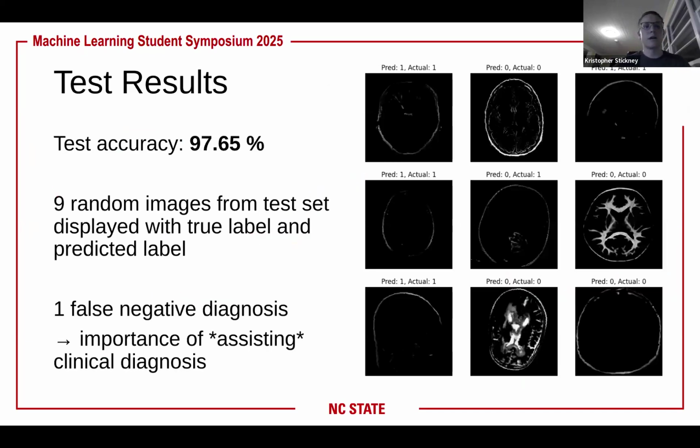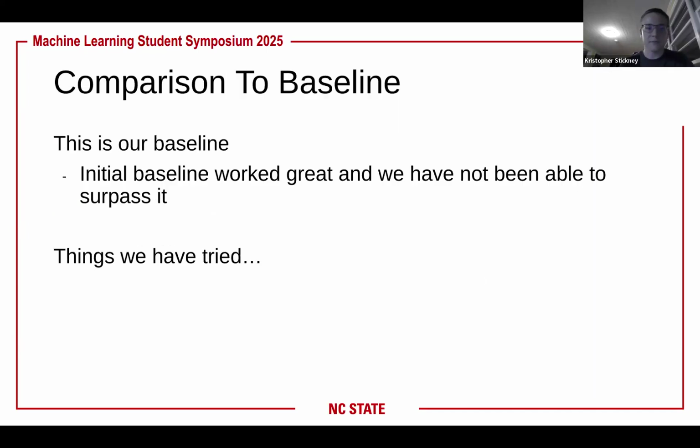For our test results, we were able to get our model to 97.65% accuracy. As you can see on the right here, this is what our model is being fed and predicting on. Out of these 9 images, the middle one is actually wrong. It's supposed to be that there is a tumor, and it predicted that there's not a tumor. This is why we emphasize that this is supposed to be assisting clinicians and not replacing clinicians, because both clinicians and neural nets can be wrong, but together they will hopefully be better.